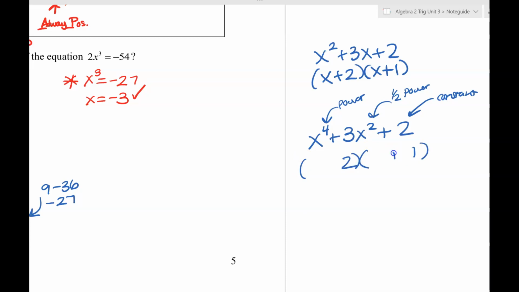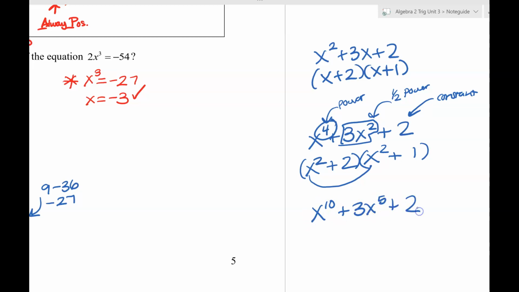So you're still going to use the same numbers, but instead of these being x's at the beginning, they're going to be x squared, so that when they multiply together, they don't make x squared, they make x to the 4th. And when they add together in the middle, they make a term with x squared, not x. And so the same thing would be if I made this x to the 10th plus 3x to the 5th plus 2, that this would be x to the 5th plus 2, x to the 5th plus 1. Same numbers, but making those different powers of x.